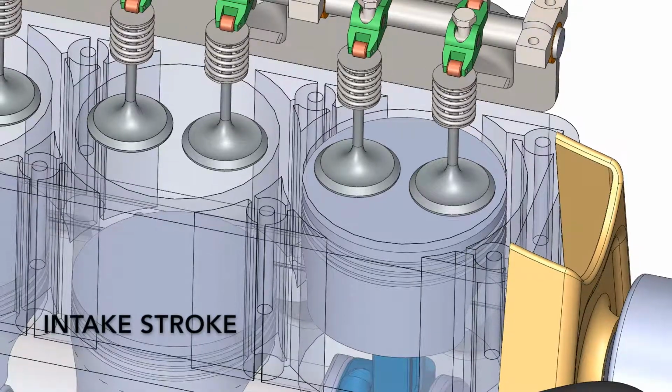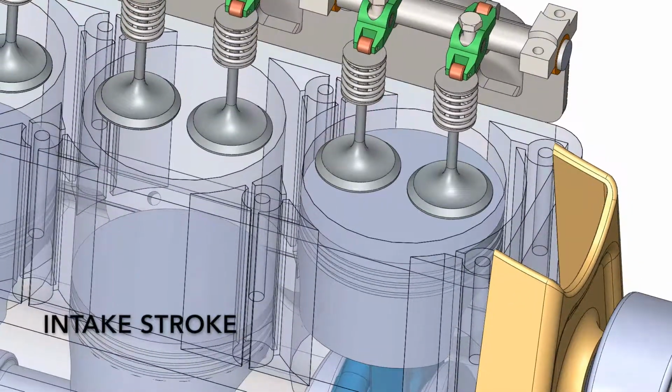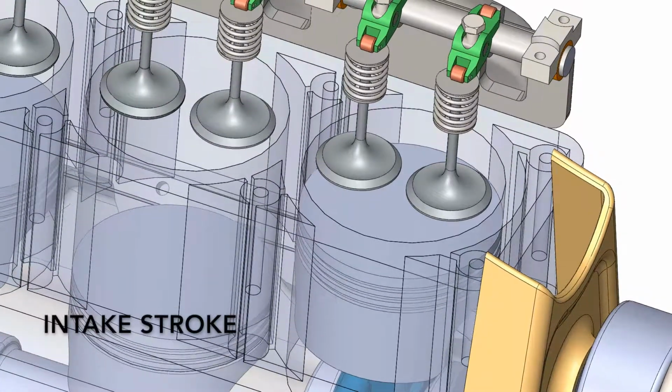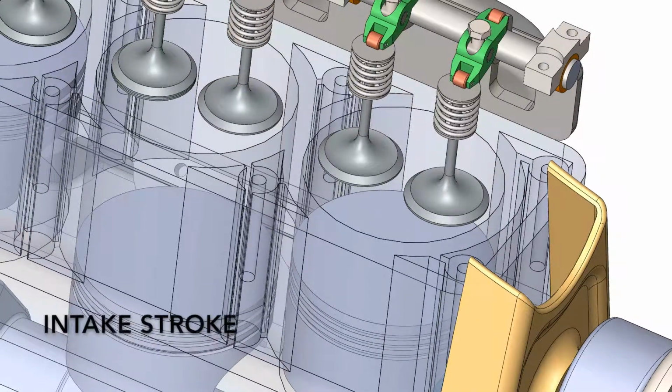The first stroke of the 4-stroke process is the intake stroke. The piston moves down into its chamber while fuel enters the chamber through the intake valve. This is an isobaric process.